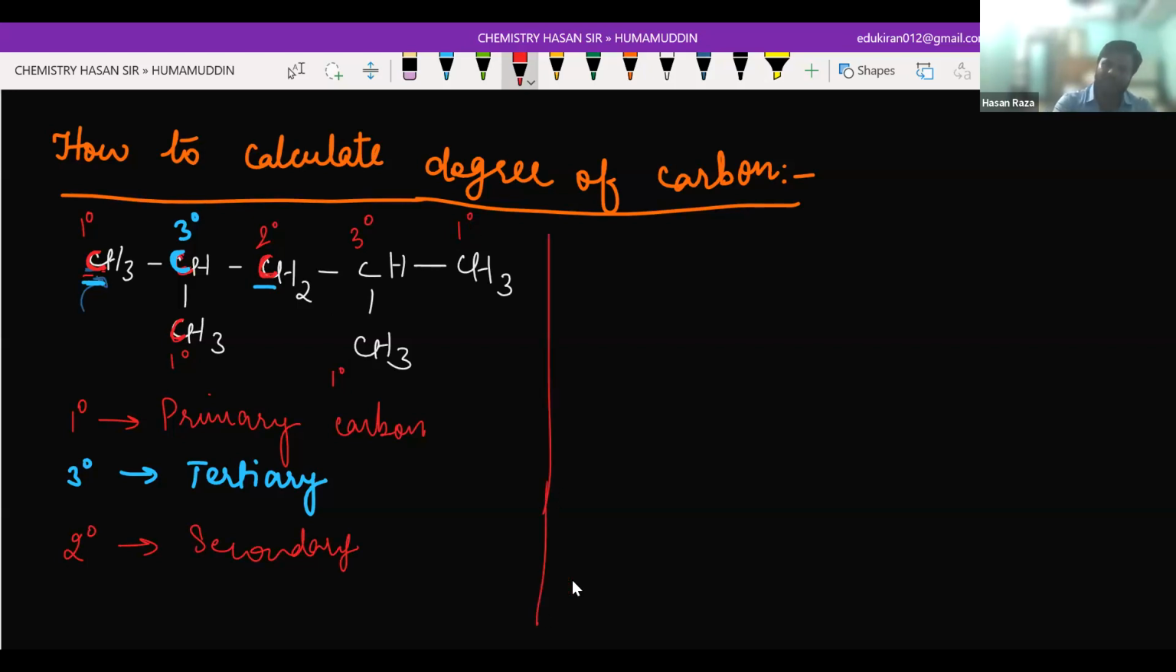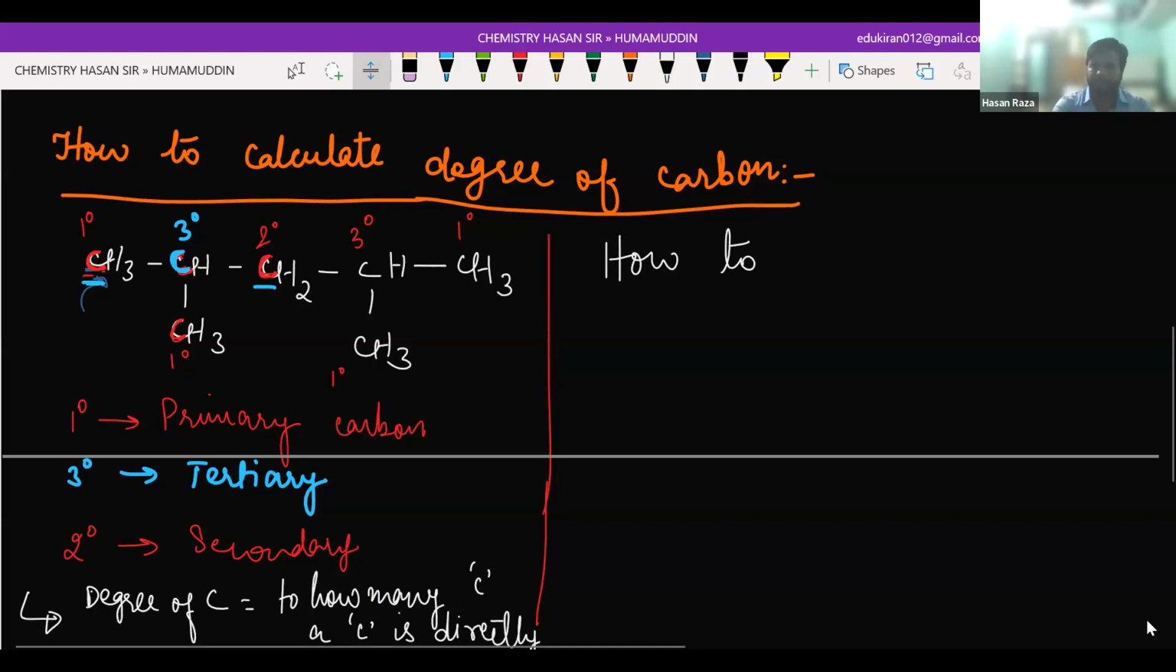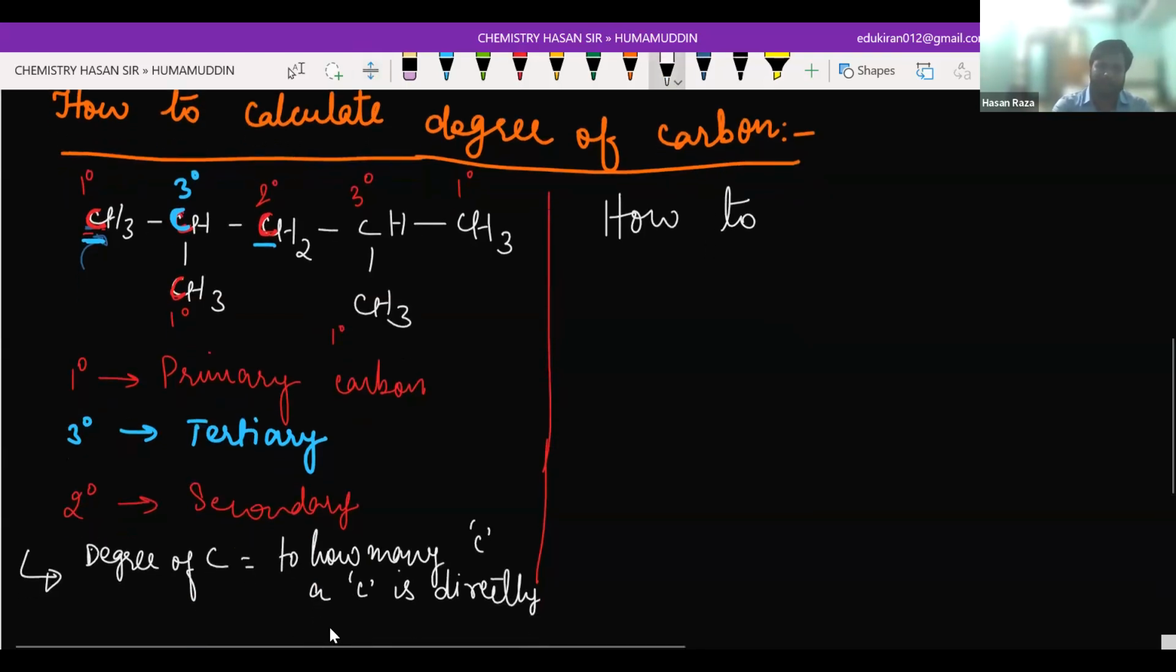Now the next question, which is very important, how to calculate. You are going to write here how to calculate degree of carbon. Degree of carbon is equal to how many carbon a carbon is directly attached. Are you getting my point? Directly attached. Is that clear, both of you? Yes, sir.